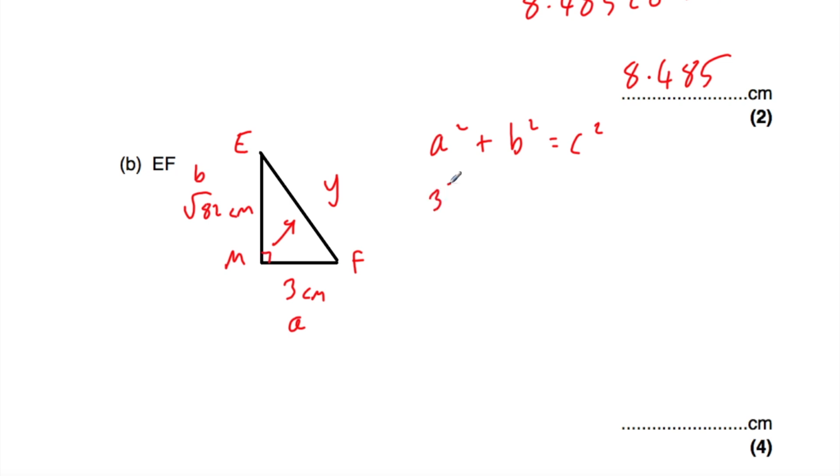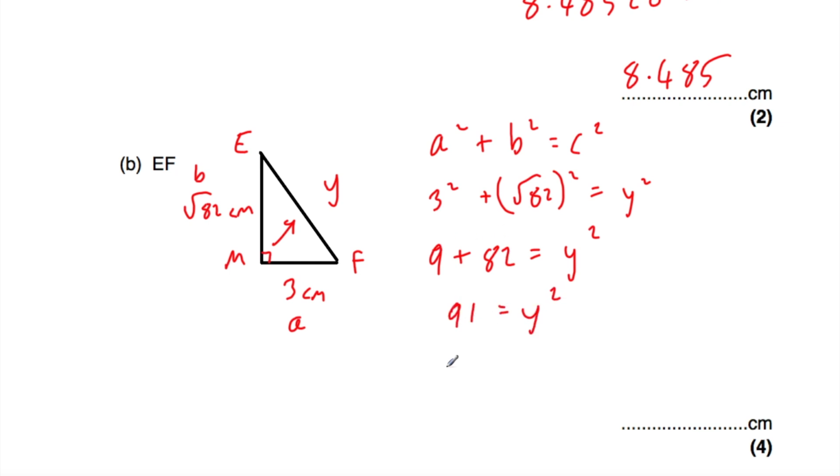So A squared, that's going to be 3 squared, plus B squared, that's going to be root 82 squared, is equal to C squared, which is y squared. 3 squared is 9. Root 82 squared would be 82, and that's equal to y squared. 9 plus 82 is 91, and that's equal to y squared. So y is equal to the square root of 91.